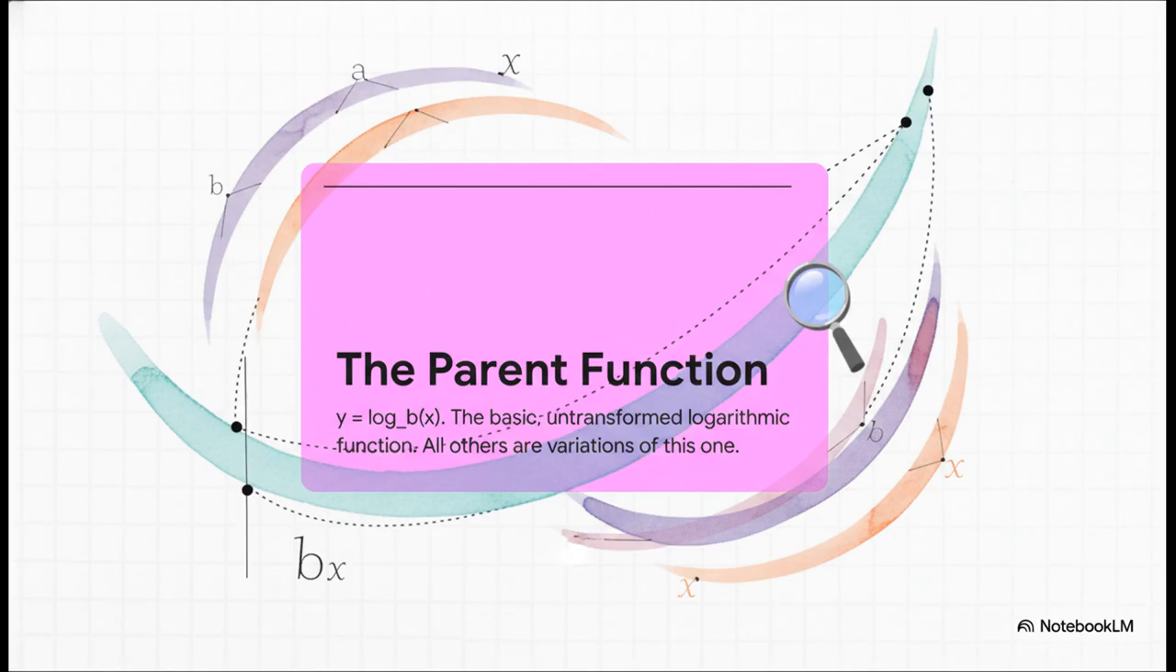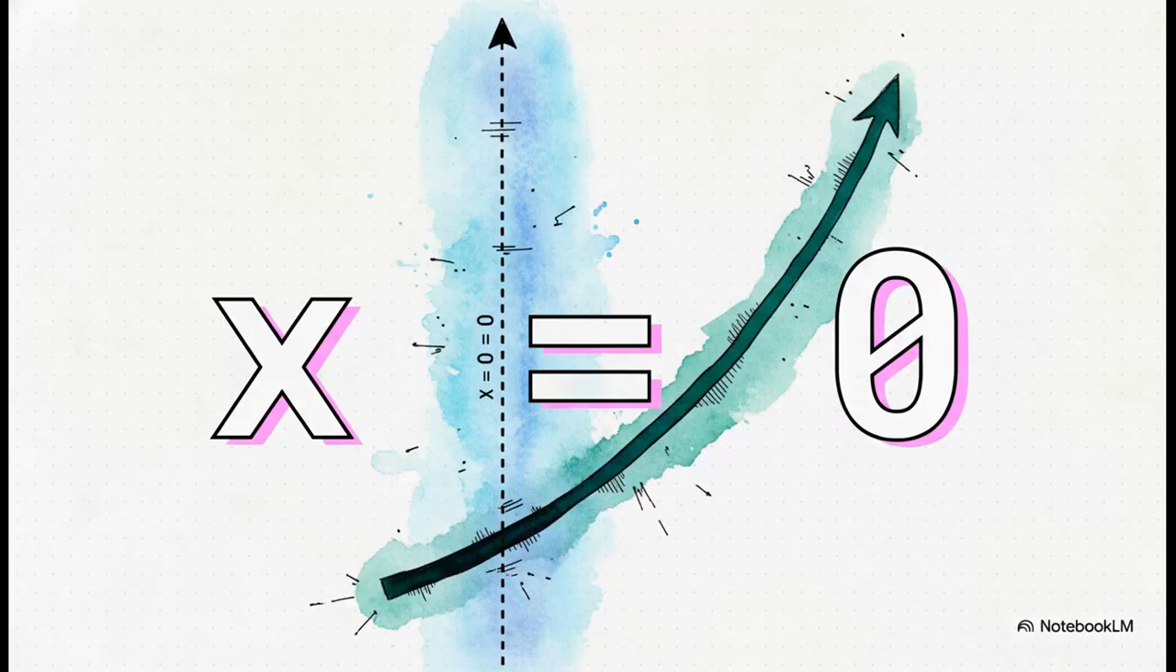It's that simple. So let's talk about rule number one. This one is absolutely crucial, the vertical asymptote. For the parent function, this is always the line x equals 0, which is just the y-axis. Think of it like an invisible electric fence. The graph is going to get incredibly, infinitely close to it, but it will never, ever touch or cross it.